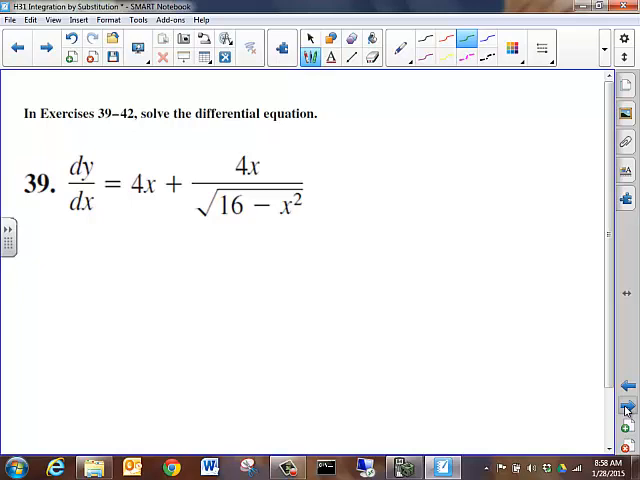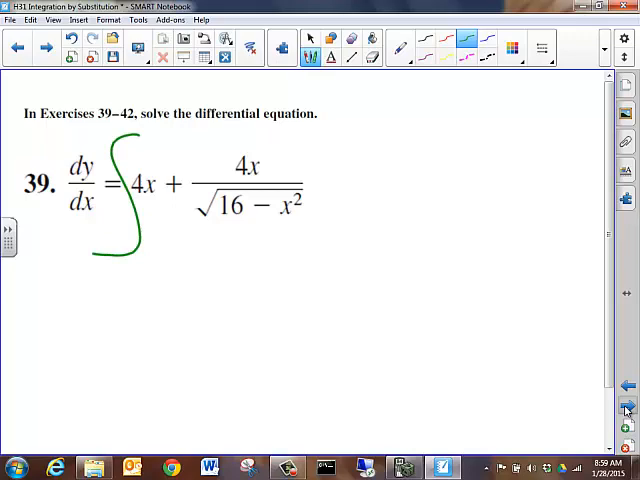Now, it says solve the differential equation. What does that really mean? What do you think that means? That means, do what we were doing with plus C. Yeah, integrate. That's just a different way of saying integrate this, okay? So we're going to integrate. All we need, what is dy over dx? That's a derivative. We need to find y. So this is really just saying integrate this puppy.